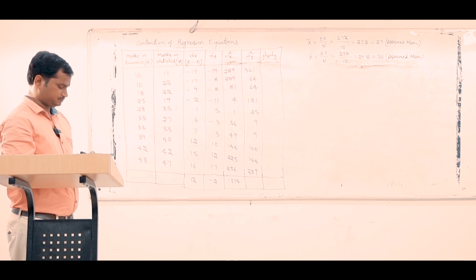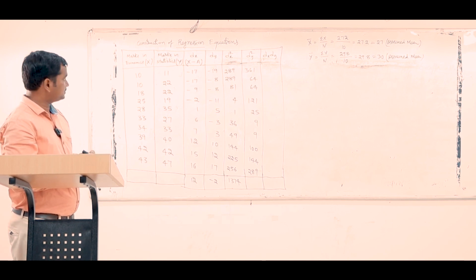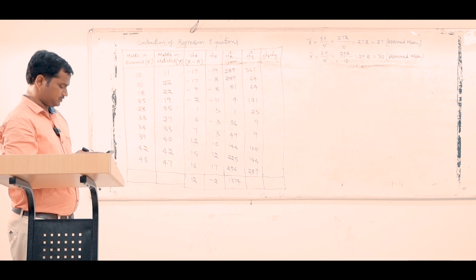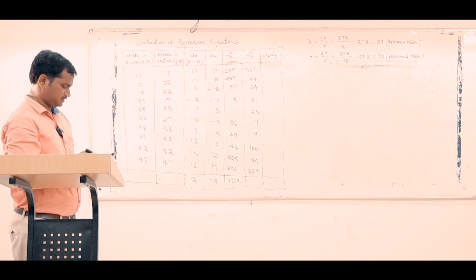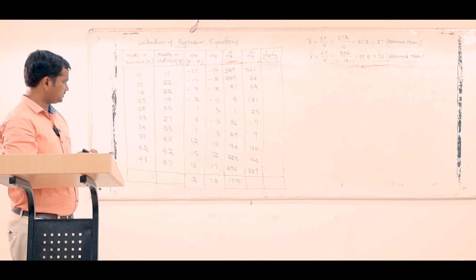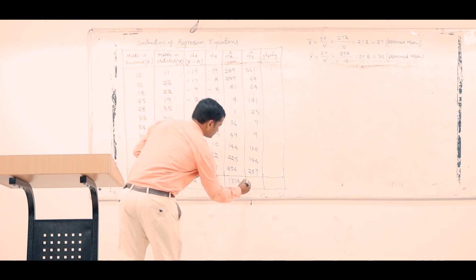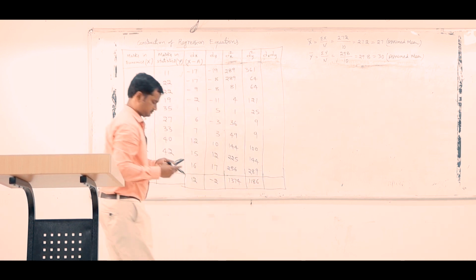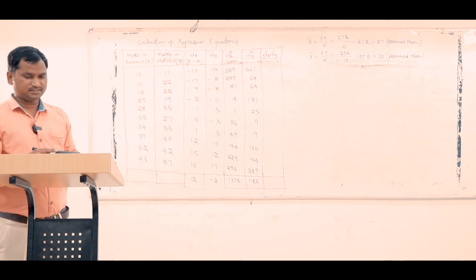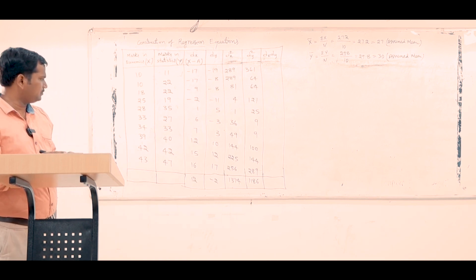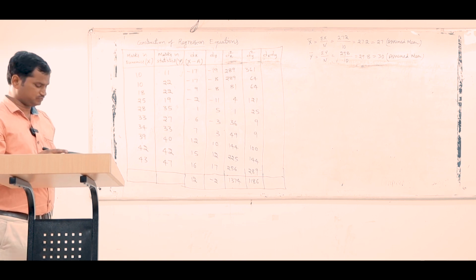So 361 plus 64 plus 64 plus 121 plus 25 plus 9 plus 9 plus 100 plus 144 plus 289, that is equal to 1186. So like that, dx square and dy square we should find out.